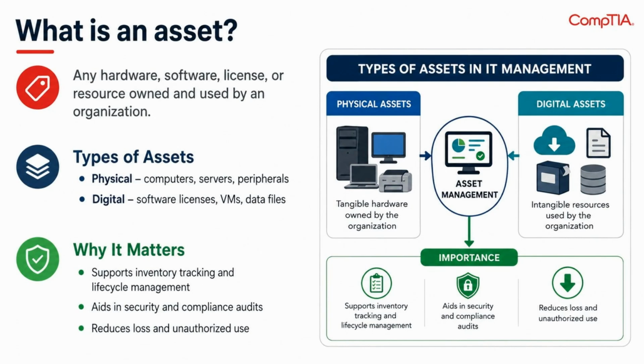An asset is any hardware, software, license, or resource owned and used by an organization. Types include physical assets, like computers, servers, and peripherals, and digital assets, like software licenses, virtual machines, and data files. Tracking assets supports inventory and lifecycle management, aids security and compliance audits, and reduces loss and unauthorized use.